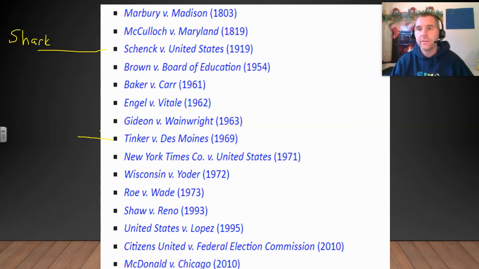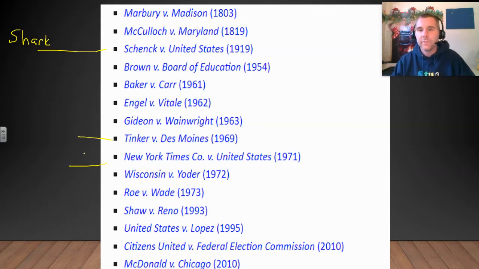So Tinker is going to allow people to have that kind of speech, as long as it's not distracting. Of course, the school can determine that, and largely now the courts have reversed themselves on some of those things, and schools can limit pretty much whatever kind of shirt or speech they want to. The New York Times versus U.S., that's a freedom of the press one.